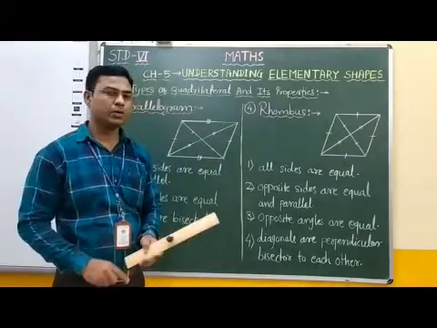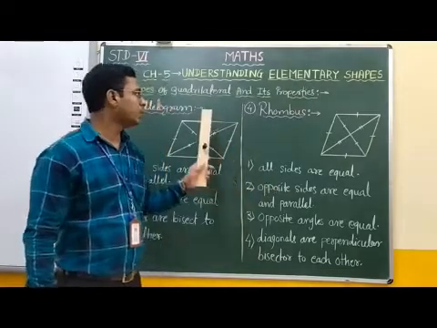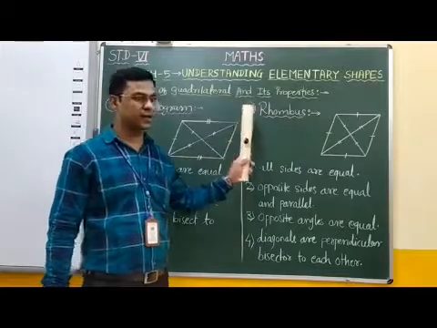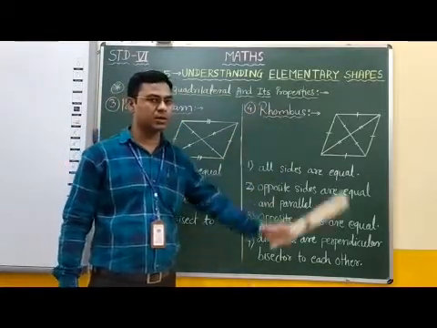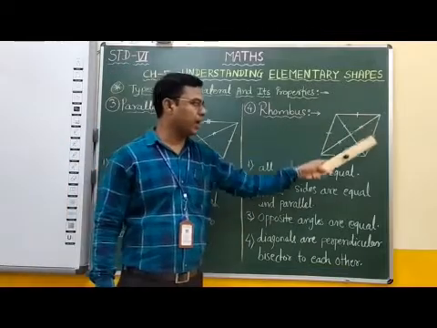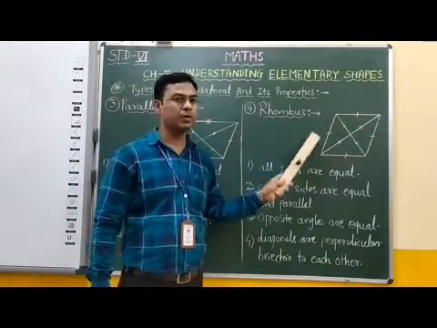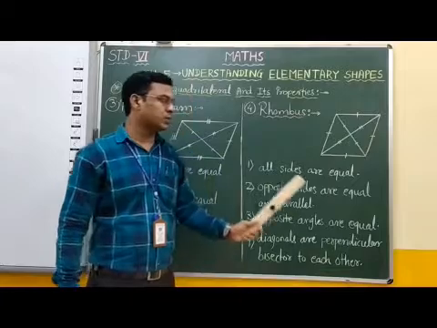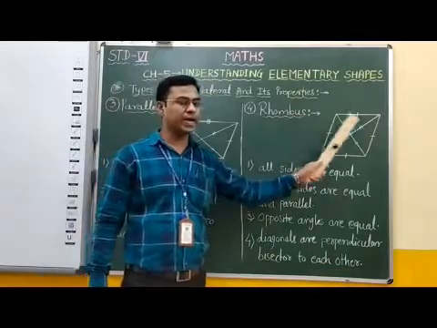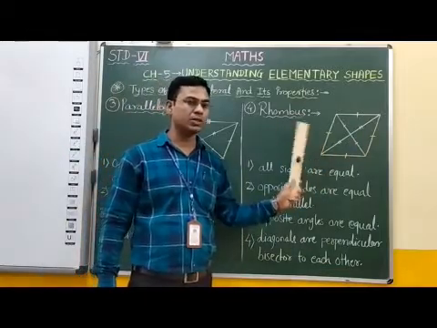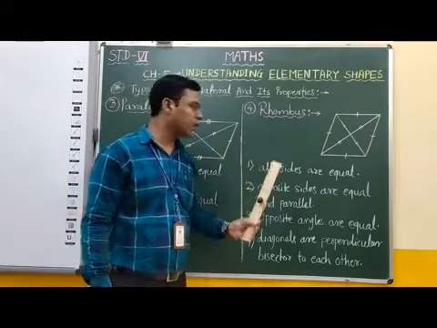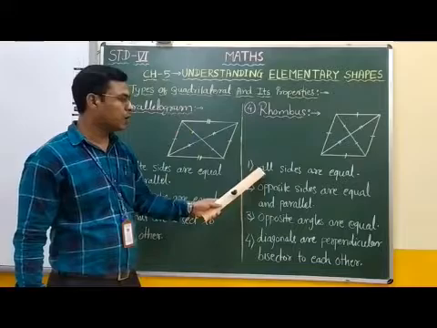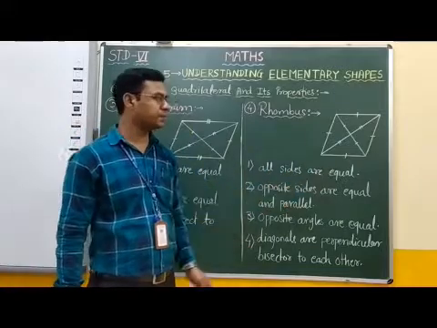Now we are going to learn the fourth type of quadrilateral, that is rhombus. Students, here I have drawn a figure of a rhombus. Why is this quadrilateral called a rhombus? Because of its properties. The first property is all sides are equal.